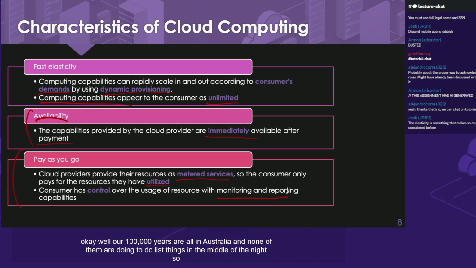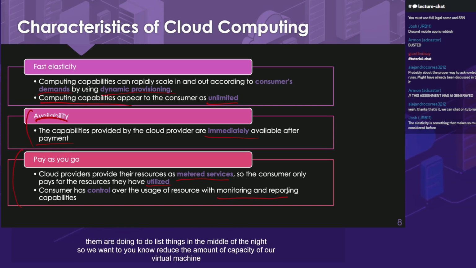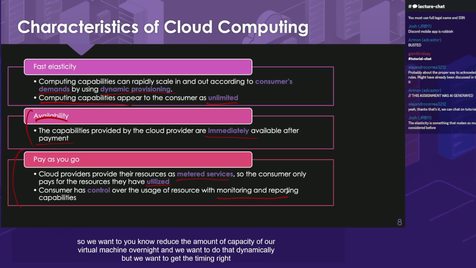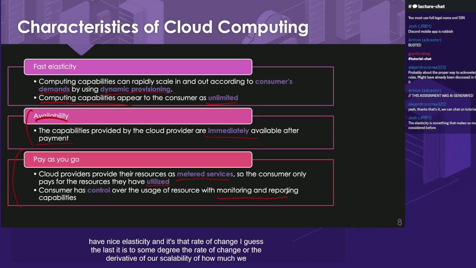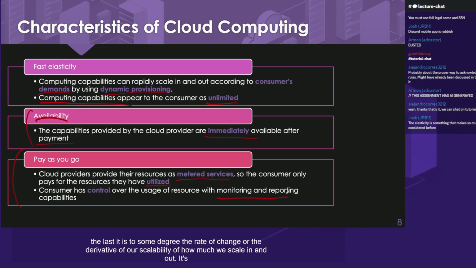So we want to reduce the amount of capacity of our virtual machines overnight. And we want to do that dynamically. But we want to get the timing right of that, and we need to have nice elasticity. And it's that rate of change. I guess elasticity is, to some degree, the rate of change or the derivative of our scalability, of how much we scale in and out. It's an interesting topic for sure, but not one for today, sadly enough.